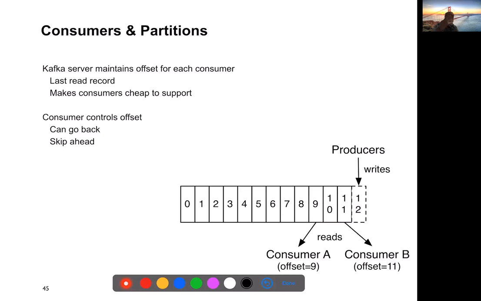For each consumer, there's an offset. So when a consumer reads, it always starts from where it left off. The consumer can actually control its offset, so if they need to go back, they can rewind. It means that each consumer has their own pointer in the queue or this message system.